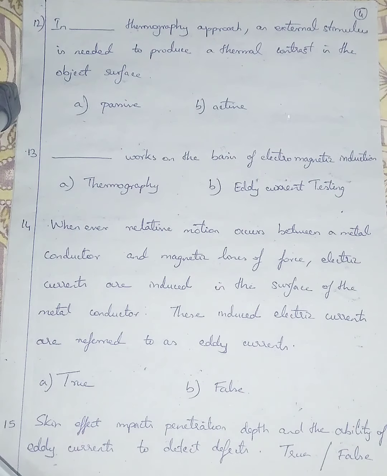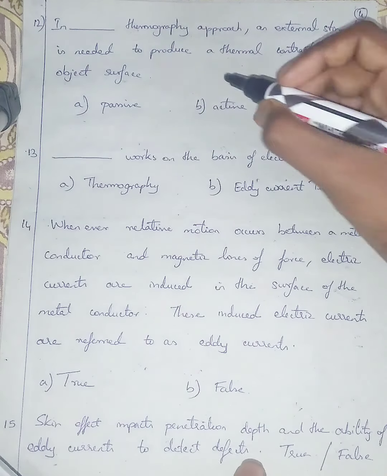First the surroundings and the material structure will be at the same temperature. Then we will be using some external instrument to vary the temperature. The temperature difference is called thermal contrast. Here we will be creating a temperature difference using an external approach. If any external heat source is used, then we will go with active thermography approach.